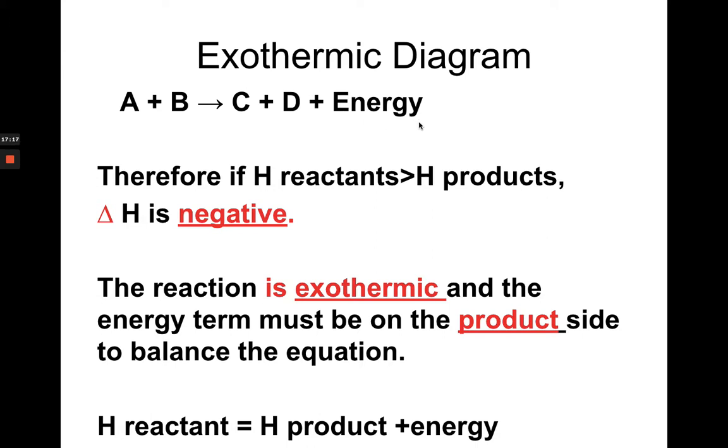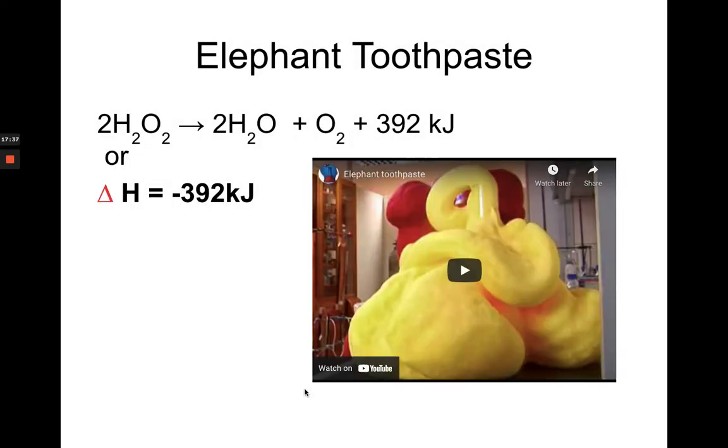It's exiting the system. Therefore, if the energy of the reactants is greater than the energy of the products, delta H is negative. The reaction is exothermic, and the energy term must be on the product side to balance the equation. In other words, the energy of the reactant has to equal the energy of the product plus the energy that you lost in an exothermic diagram. And again, I'm going to show you a video, and you can see in class, or you can go to this PowerPoint and look at the embedded videos.